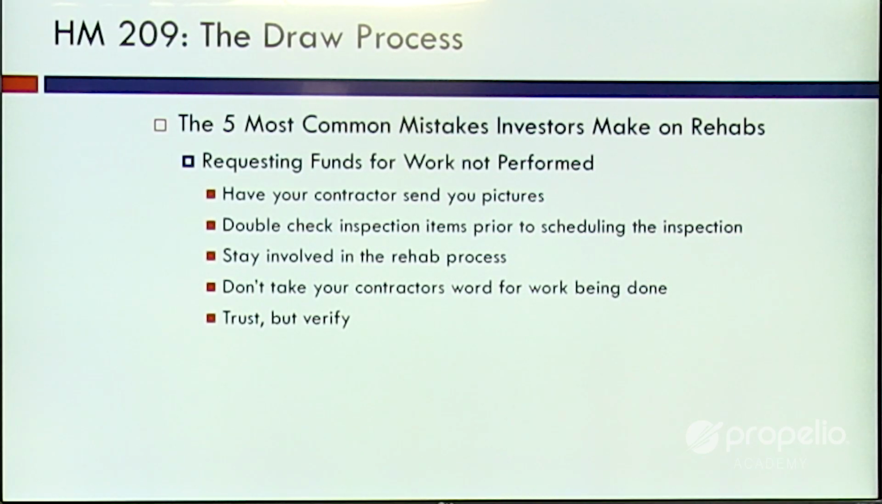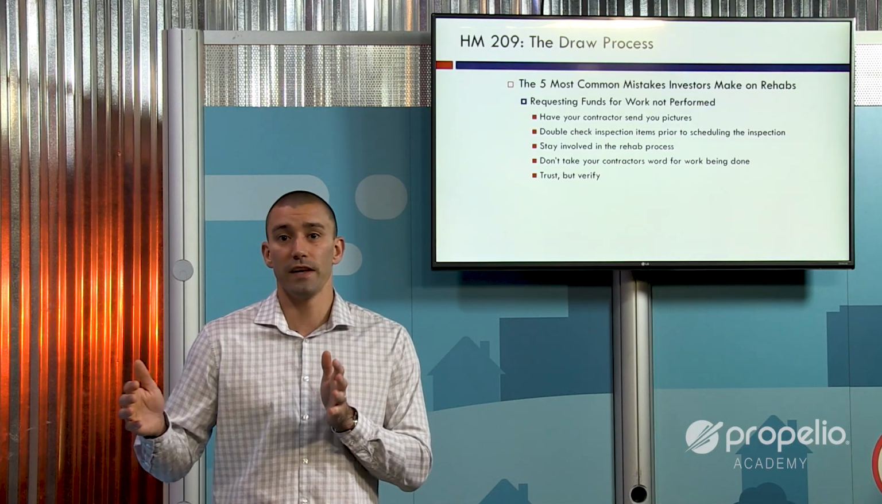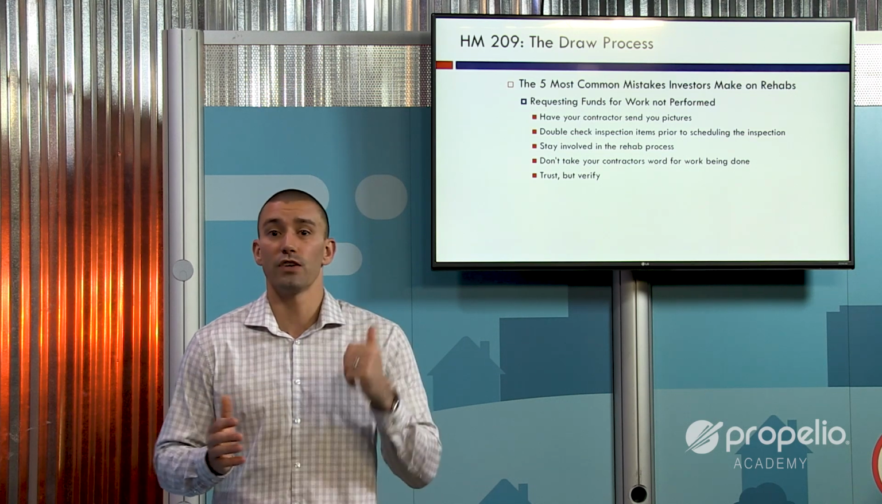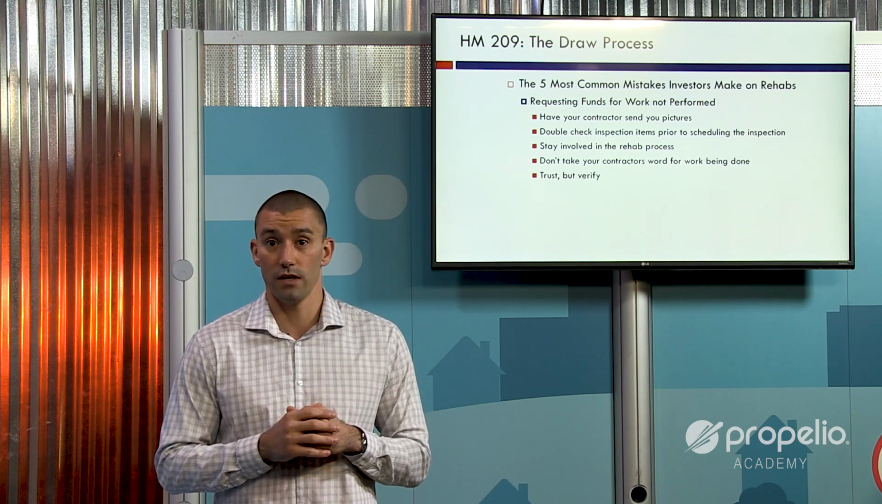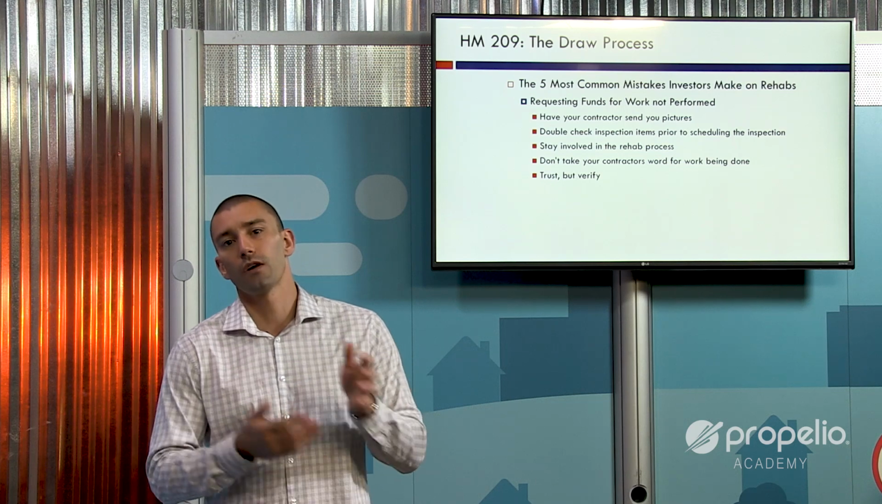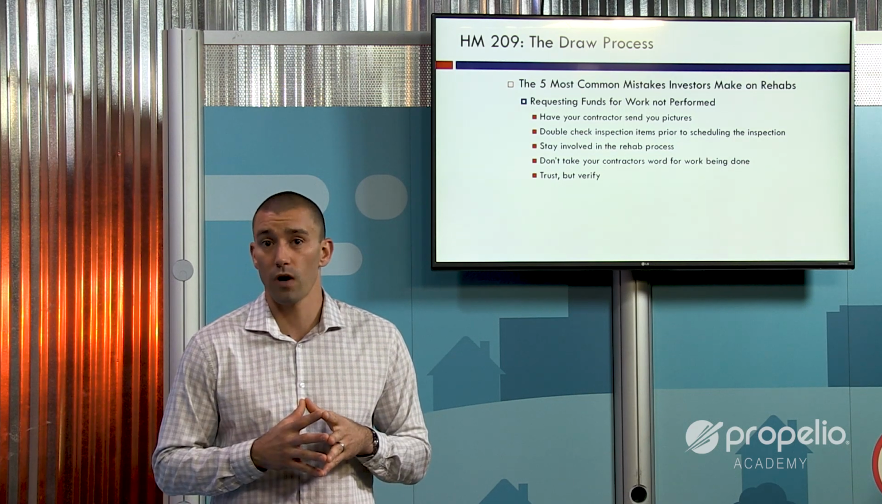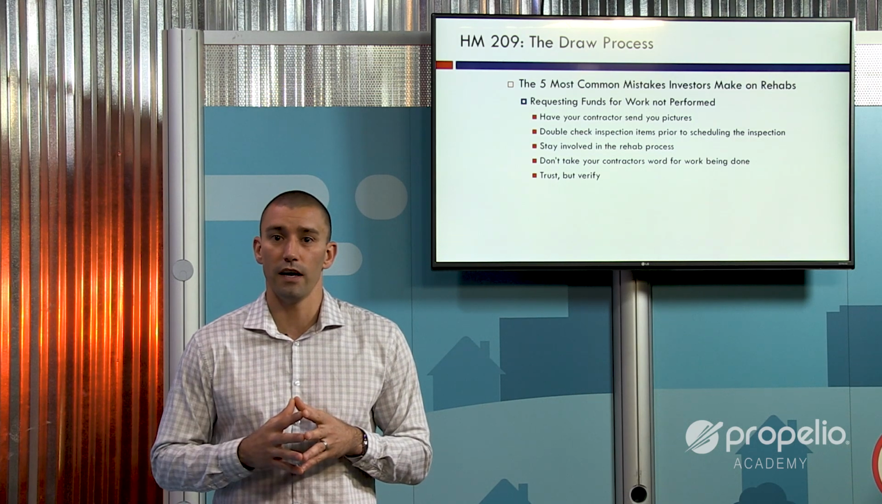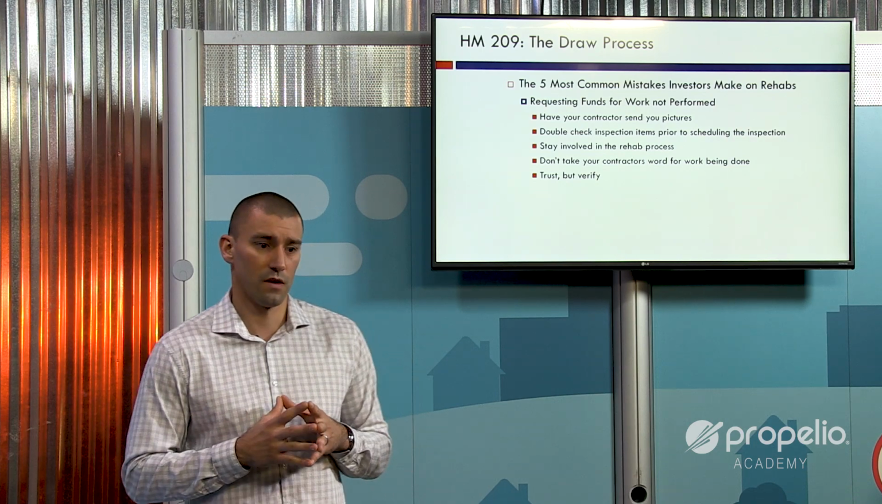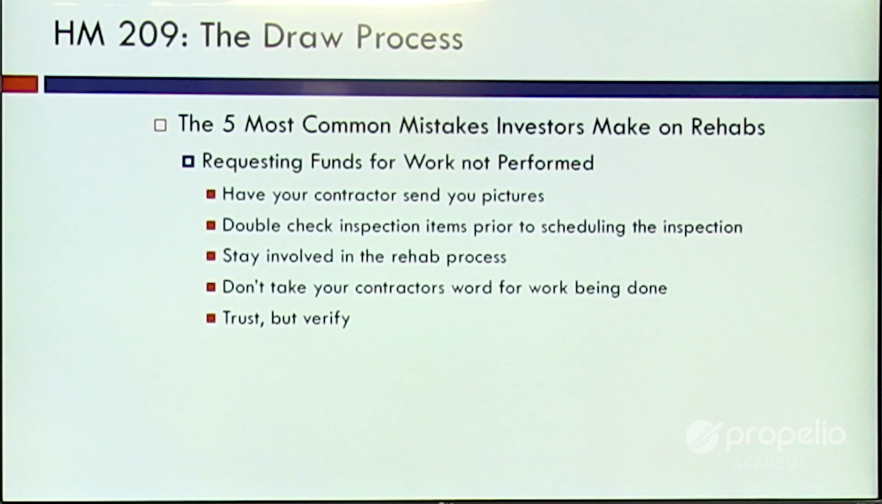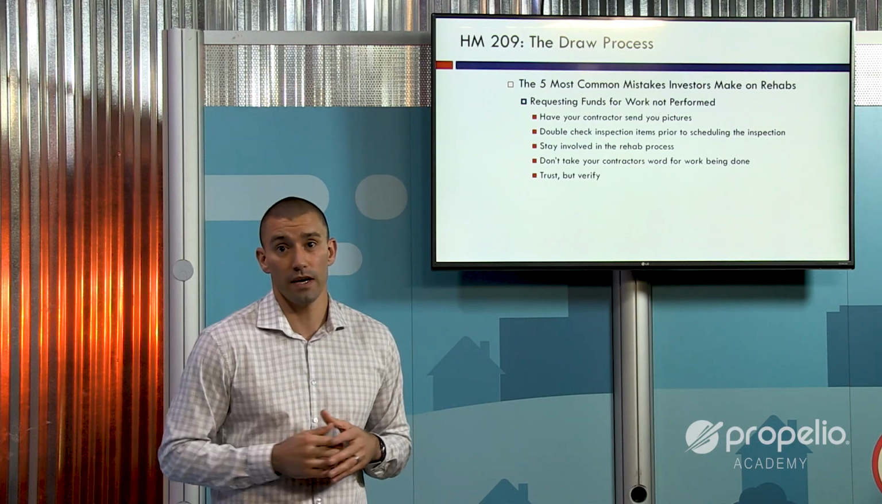Double check the inspection items that you're requesting prior to the inspector going out there. If there are delays and you need to buy a few days worth of time and you've completed a bunch of other items on the rehab bid, then make sure you include that in a revised draw request so you can get money for those items as well. And again, do not take your contractor's word for it. Trust what they say, but verify.